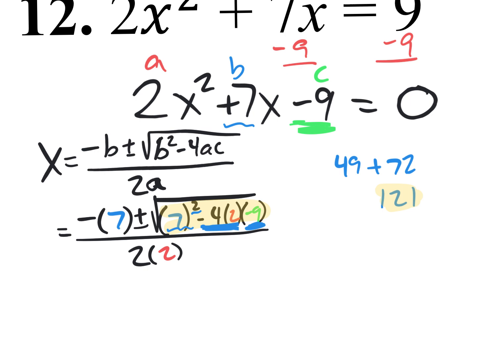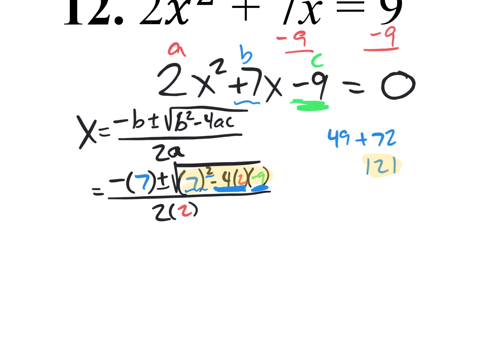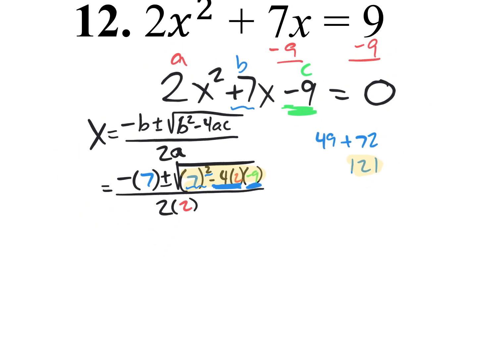which is pretty awesome because that's a perfect square number. So what does that mean? I could replace all this junk with 121. So instead of writing negative parentheses 7, I'm just going to write negative 7 plus or minus the square root. But instead of all this junk, I'm going to write 121.